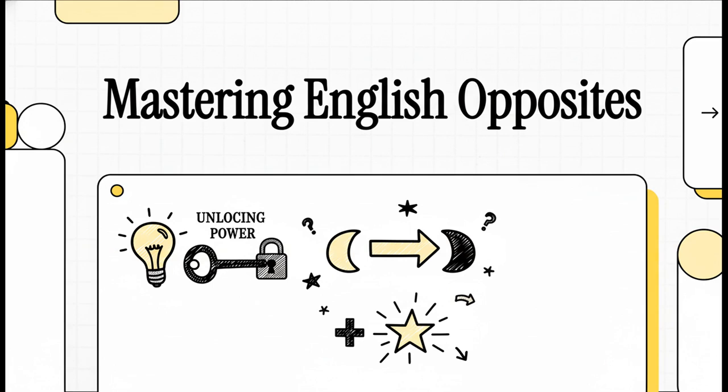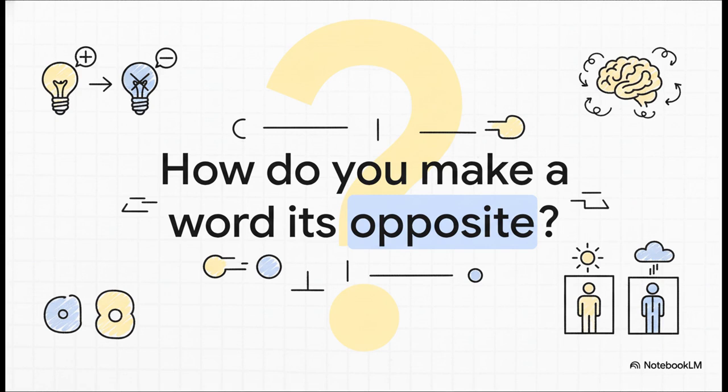Think of it as a prefix power-up that's about to double your vocabulary with, like, half the effort. Let's get into it. So, think about it. You finally mastered a word, something like aware or practical. Awesome. But then you need to say the exact opposite. Do you really have to go hunting for a completely different word? It just feels inefficient, doesn't it?